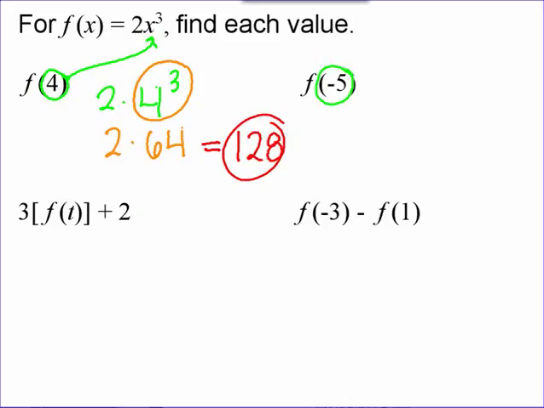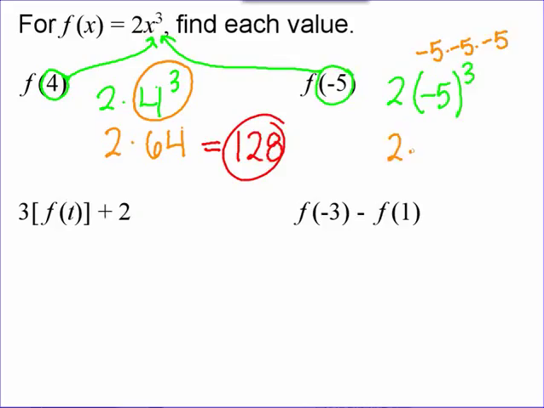F of negative 5. Let's plug it in up here. So now the biggest thing here you need to understand, I'm going to put the negative 5 in parentheses because I want to make sure the negative stays with the 5. Okay, so this means negative 5 times negative 5 times negative 5. First of all, negative 5 times negative 5 is what? 25. So now I've got 25 right here. I've got to take that times an additional negative 5. Negative 125.